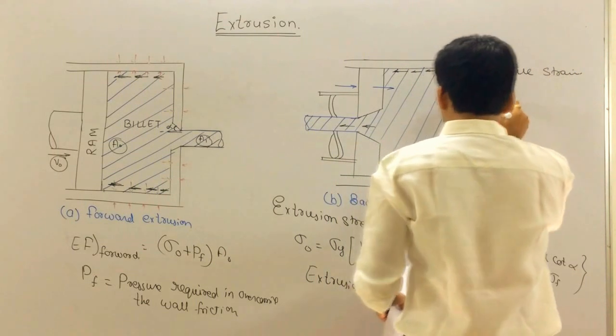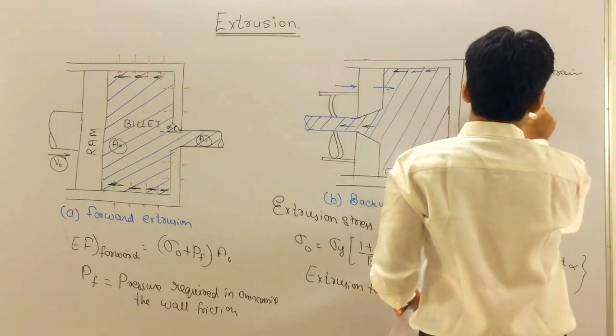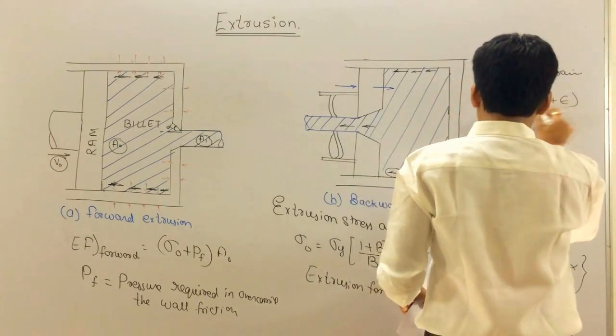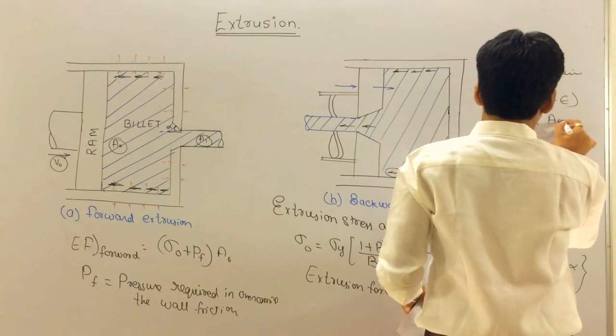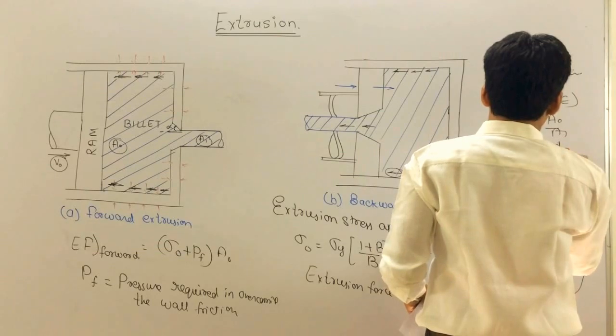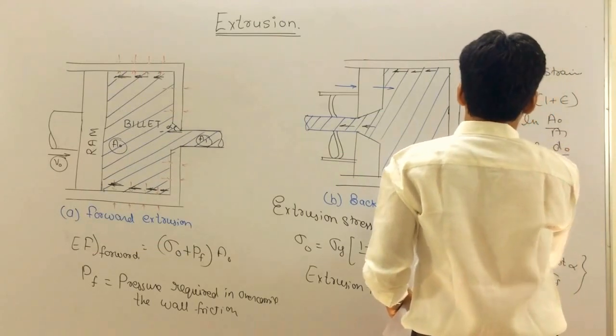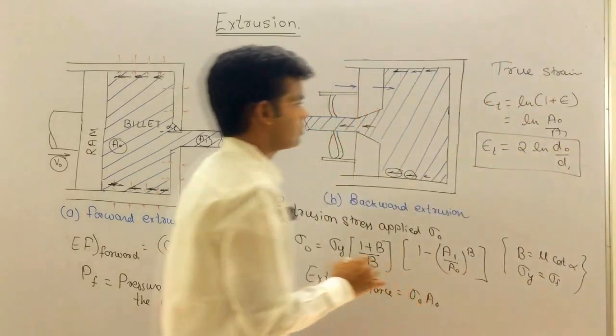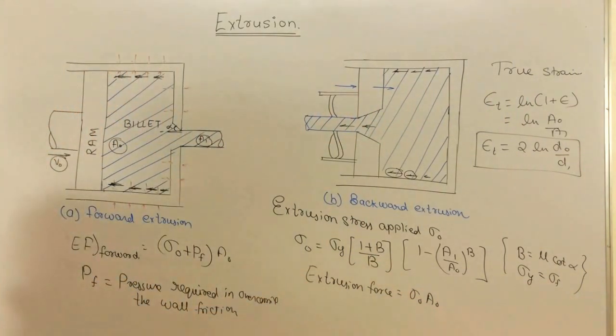Now what will be the value of this true strain? As I told you, this true strain is equal to ln of 1 plus epsilon, or you can say ln of A naught by A1, or you can say 2 ln of D naught by D1. This is the formula for true strain. Clear or not? Okay. So write down one note.